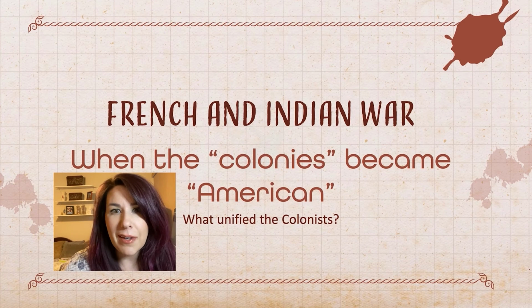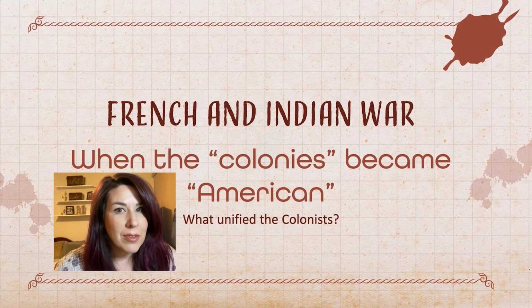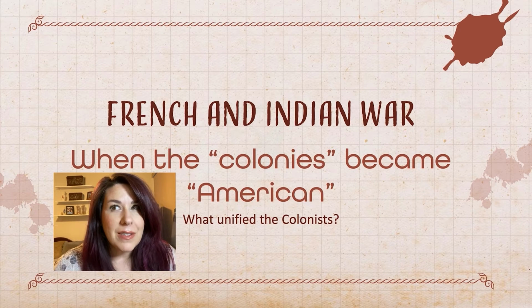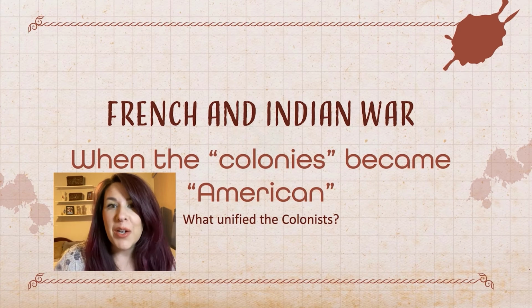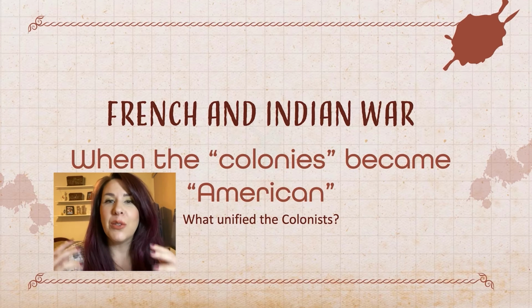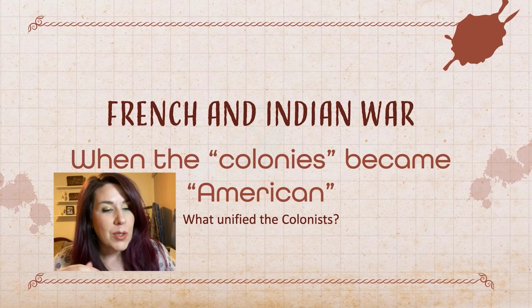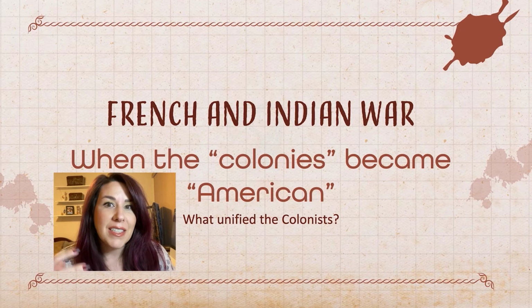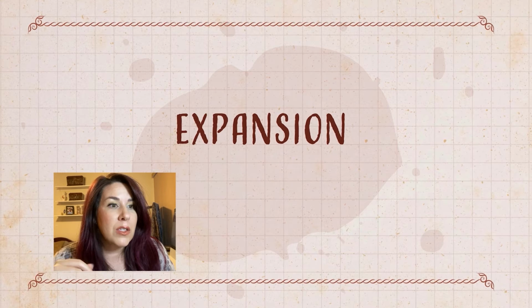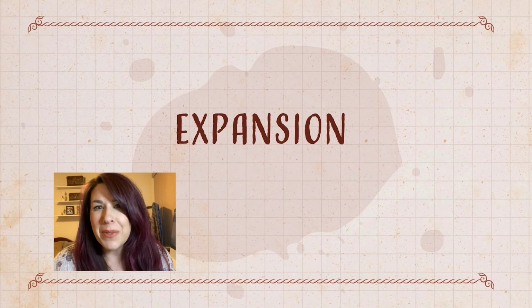So in this video, we're going to be talking about the French and Indian War, mostly because when we're looking at the American Revolution, we're looking at a unified 13 colonies. So we have to look at, well, how do they even become unified? So let's look at the war and then let's look at the effect and how it leads to that. So first, how do we lead to war?